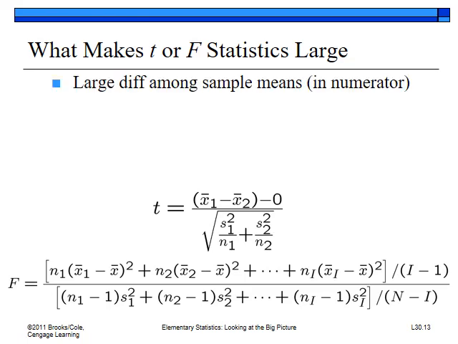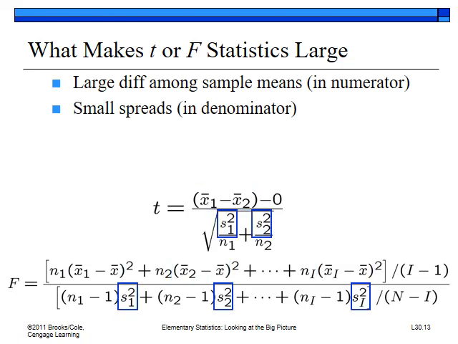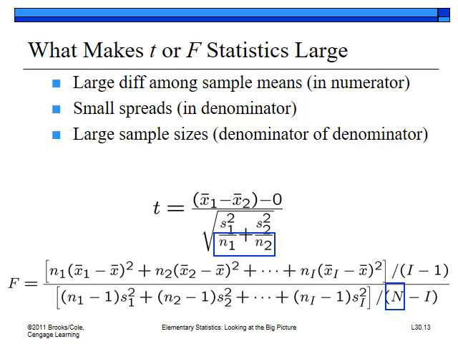Now, what could make these numbers big? Well, if the differences in the sample means in the numerator are big, that's going to make t and F both bigger. If the standard deviations within each sample are small, that's also going to make both t and F bigger because they appear in the denominator. What about the size of the sample? The sizes of the samples are in the denominator of the denominators. That means that they will increase the value of the fraction overall as they get bigger.